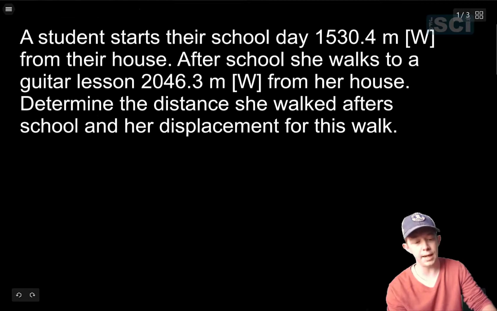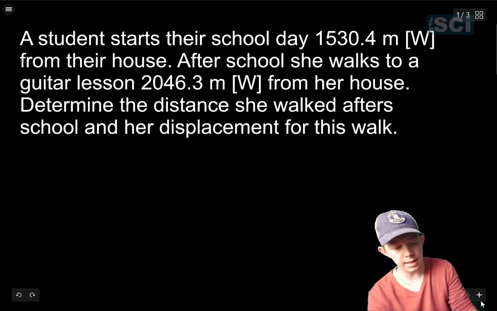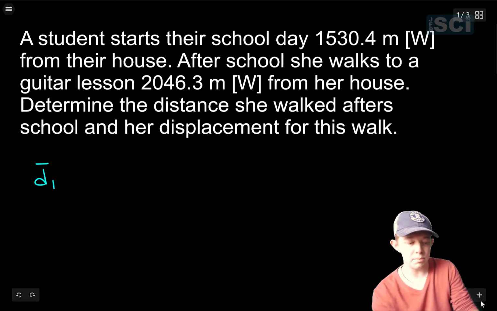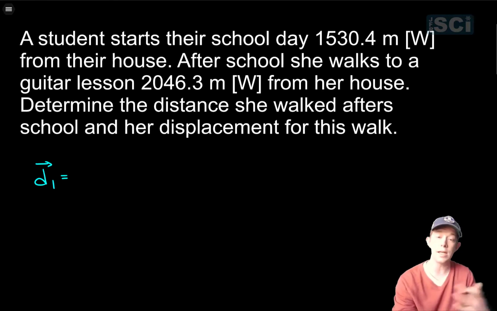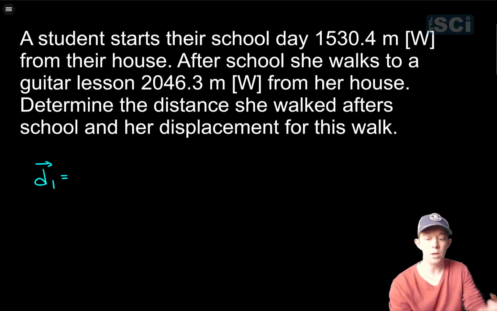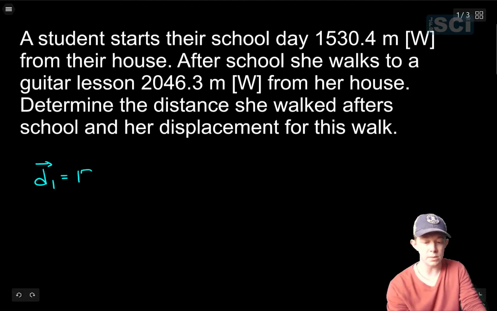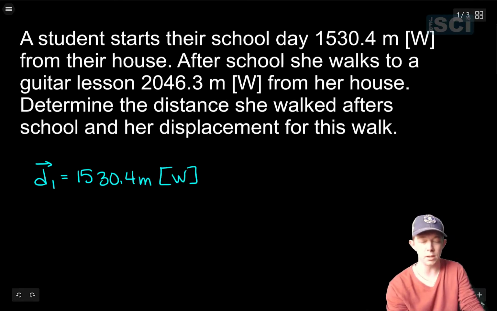Okay, so let's apply our understanding to this. So the givens in this problem, I'm going to say is D1. That's their position at the start of their school day. So position is a vector, and we'll talk about that in a few lessons here. But for now, their position is 1,530.4 meters west, and that's one of the givens in the question.